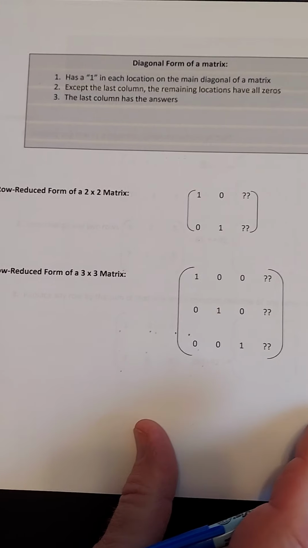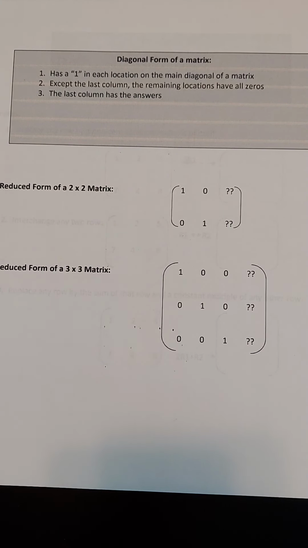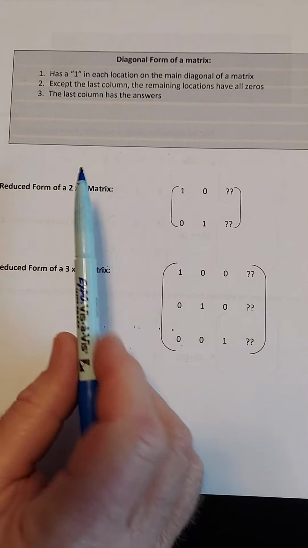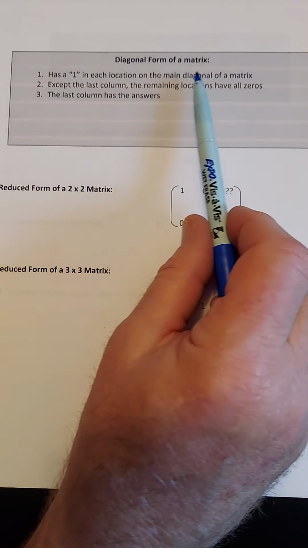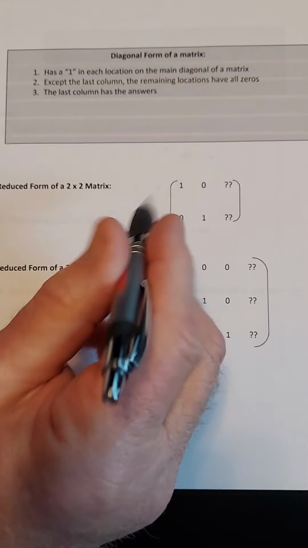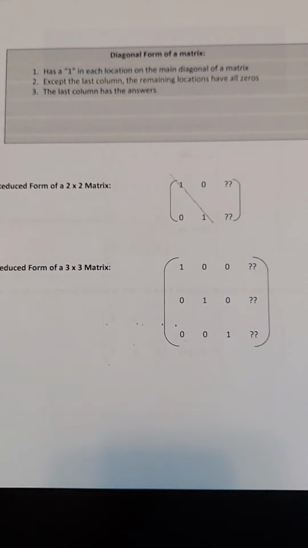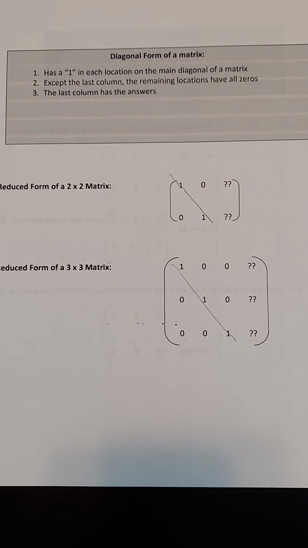So now let's talk about diagonal form. Diagonal form means we're going to take each of the matrices and rework them, and there's rules that you follow. I'm going to go over the rules in a second, but we want to get it into a form like this. You have to have a 1 in each location on the main diagonal of the matrix. Let's jump down here. Here's a 2 by 2. The main diagonal is right there. In a 3 by 3, there's the main diagonal.